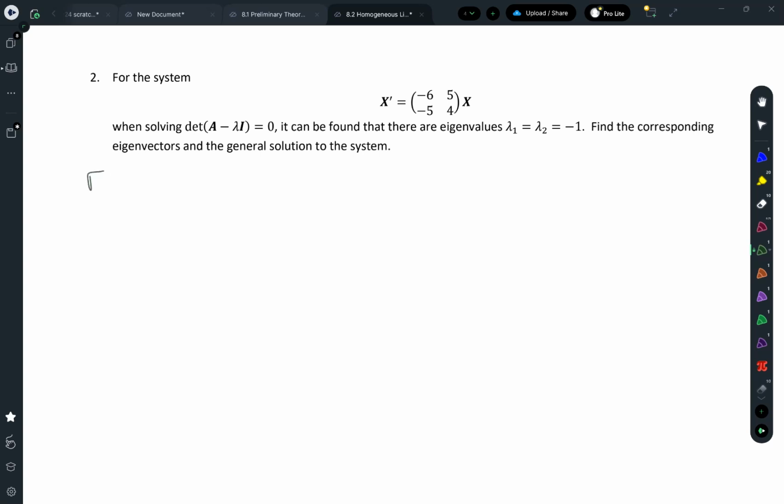Okay. So for lambda 1 equals lambda 2 equals -1, we're going to solve A minus lambda I, that becomes minus a negative, so plus 1I, set equal to 0. And we're going to solve this for K1 and probably still have to solve for P.